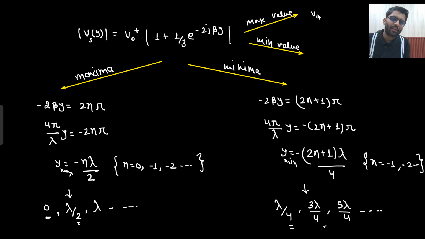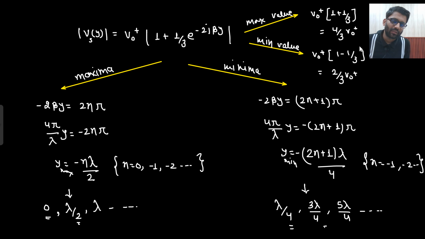So what would that be? It would be V naught, here there will be a plus sign, so 4 by 3, or I can write 1 plus 1 by 3. And what will be the minimum value? V naught plus 1 minus 1 by 3. So this will be the minimum value: 2 by 3 V naught plus, and this is your 4 by 3 V naught plus. That's it. Okay. So now you can draw the standing wave pattern for voltage.